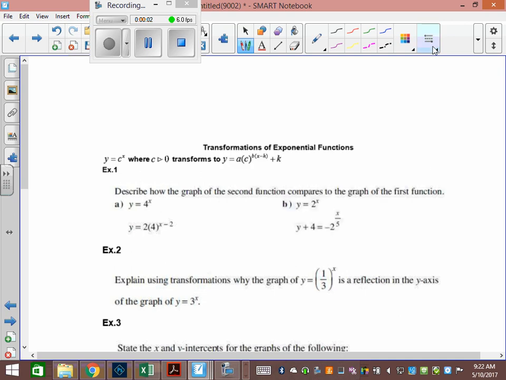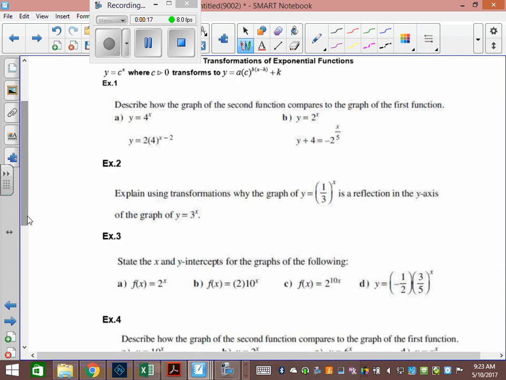Okay, so y equals c to the x, where c has to be greater than 0, which is true. Describe how the graph of the second function compares to the graph of the first function. So your bases, like I said to you yesterday, have to be the same in order to compare graphs. This is right after yesterday's notes. It's the next lesson, the next page.